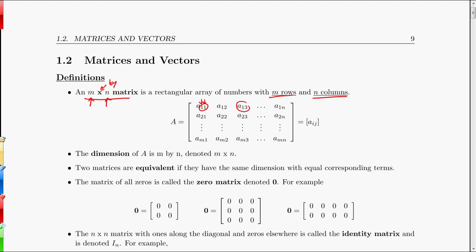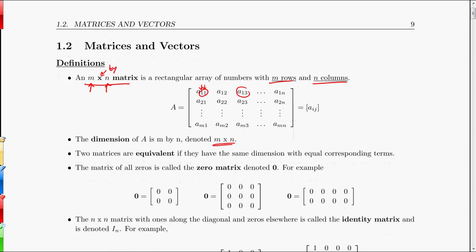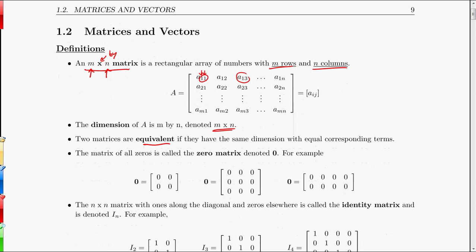Okay, the dimension is denoted m by n. We talk about the dimension of an array or of a matrix. It's the rows by the columns. And two matrices are equivalent if they have the same dimension. They have to be the same size, and every term is the same. Right? One is just a photocopy of the other.